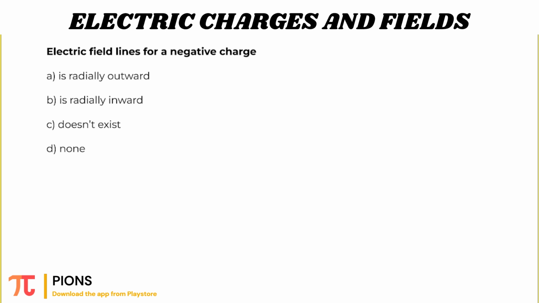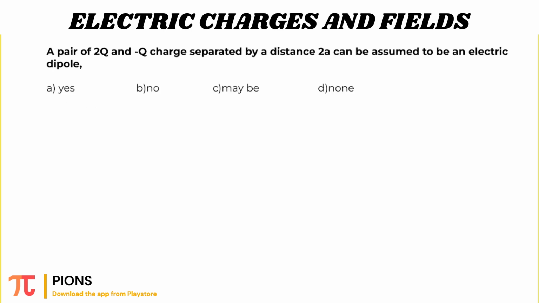So electric field lines for a negative charge are radially inward. That's an important thing. Done. Let's see the next part. It says a pair of 2q and minus q charges separated by a distance 2a can be assumed to be an electric dipole. No, we can't. Why can't we? Because one is 2q and one is minus q, right? Their magnitudes should be equal and opposite, right? So the correct answer is no.